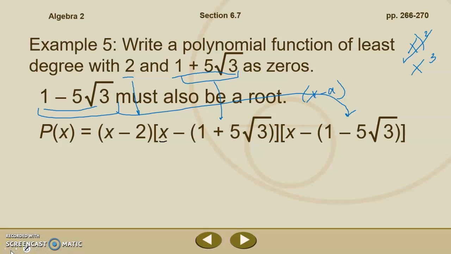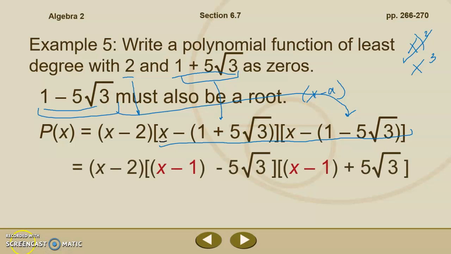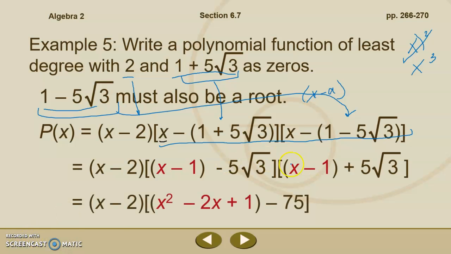Now that I have those listed, how do I get back to my original equation, my original polynomial? Hopefully you said multiply or FOIL or something like that. So I'm actually going to start by FOILing these last 2 factors here. I know that when I multiply that out, it gets me to x squared minus 2x plus 1, and negative 5 root 3 times positive 5 root 3 gets me to a negative 75.